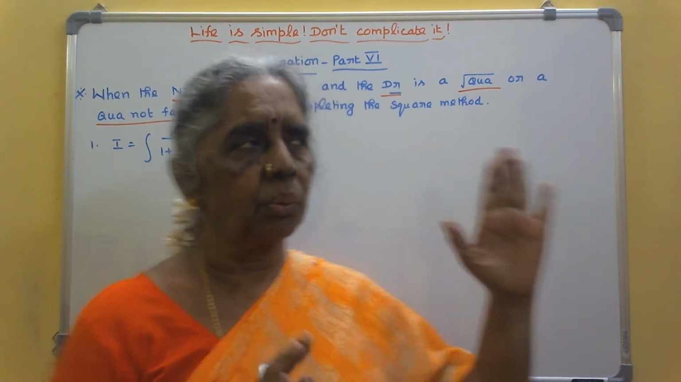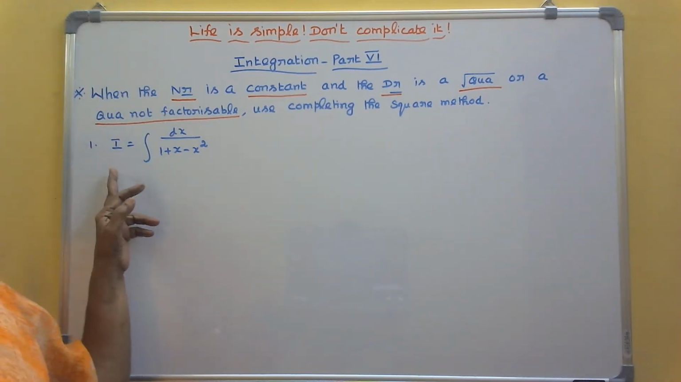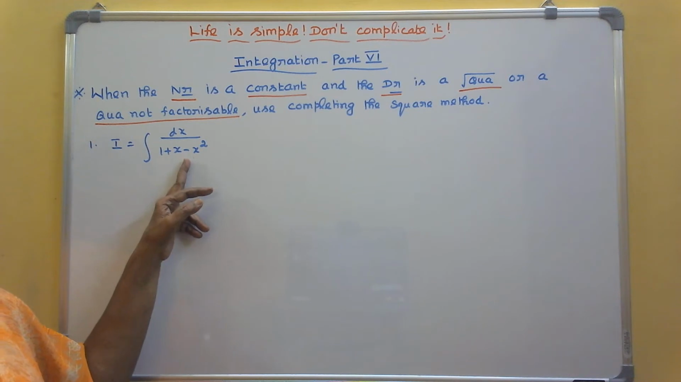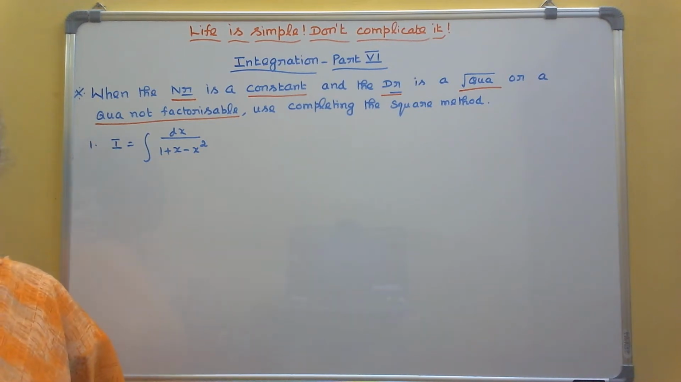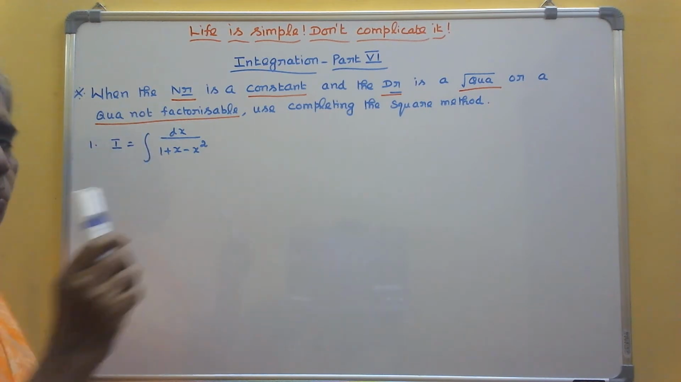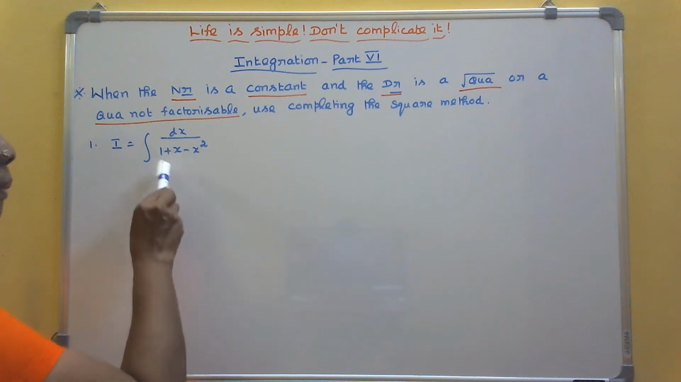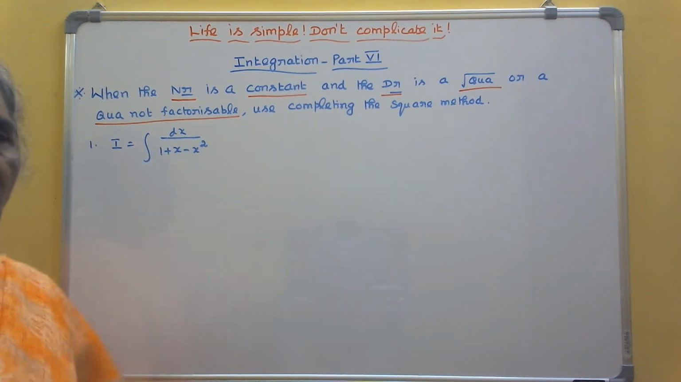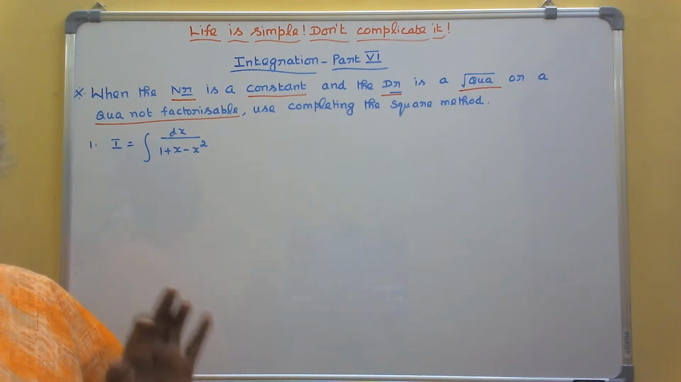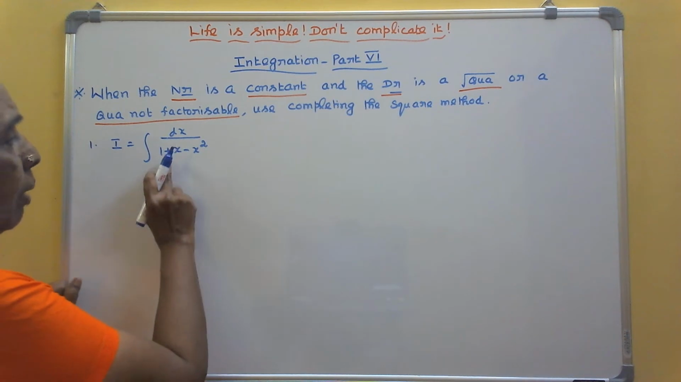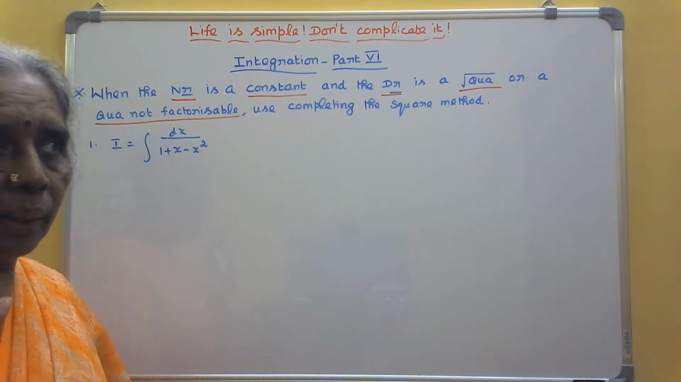Clear? Now, first sum. I is equal to integral dx by 1 plus x minus x squared. Here, the numerator actually is 1 into dx. So, the numerator is a constant. The denominator is a quadratic which is not factorizable. So, we are going to use completing the square method. Okay. So, now I have taught you completing the square method.